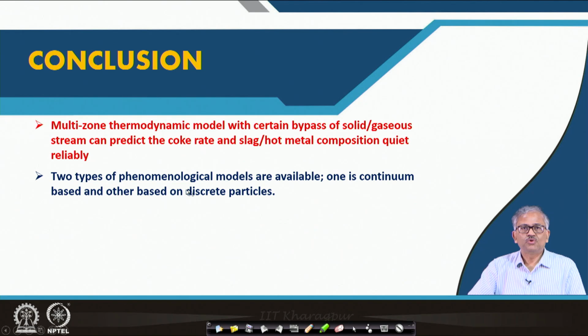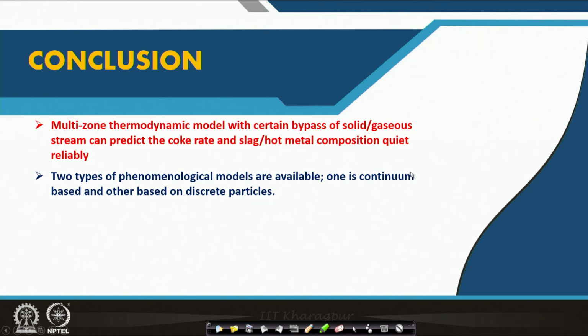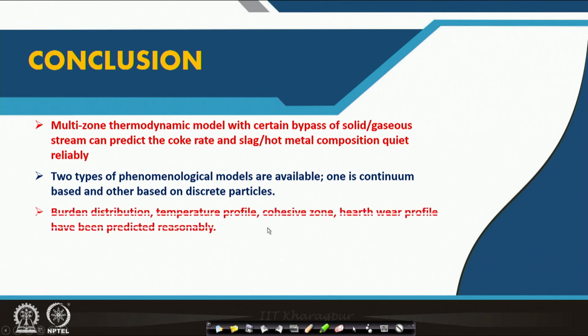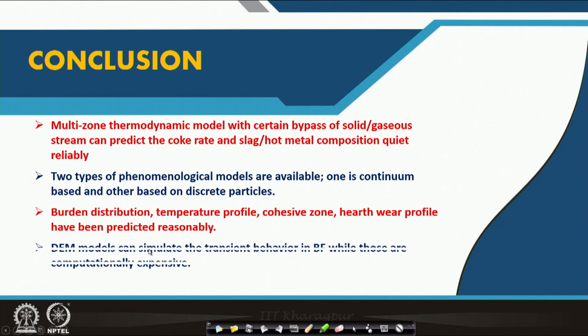Two types of phenomenological models are important, as I said, for understanding the transient evolution of different processes and phases in the reactor, and also for estimating what the actual phase composition will be at a particular time in the reactor. These two types of phenomenological models we have discussed: one is continuum based, and another is discrete particle based. Burden distribution, temperature profile, cohesive zone, and hearth wear profile have also been predicted quite reasonably, as we have seen.